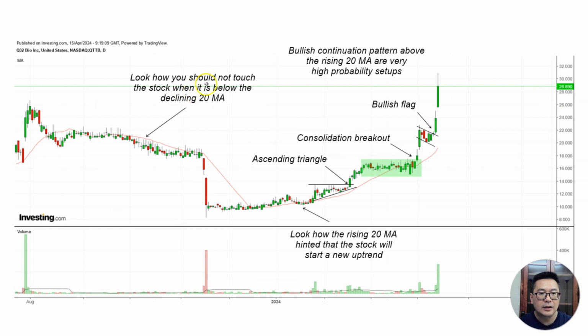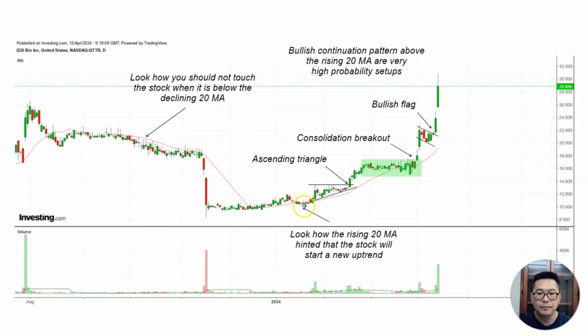All right, we have Q32 Bio, QTTB. Here the stock traded sideways and then had a declining 20 MA. Wow, should you touch it? No, because boom, all the way it went down. Declining 20 MA, then it flattened out. And about here, it tried to rise, and this will give you a hint. All the way here, the 20 MA was rising, isn't it? And look at all the possibilities that happen. So bullish continuation patterns above the rising 20 MA are very high probability setups.